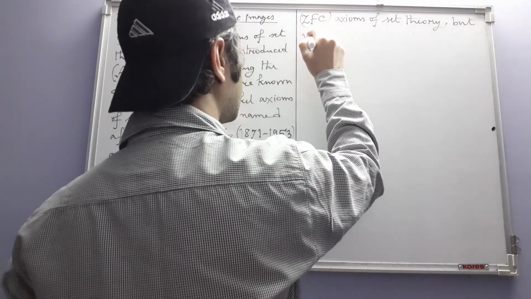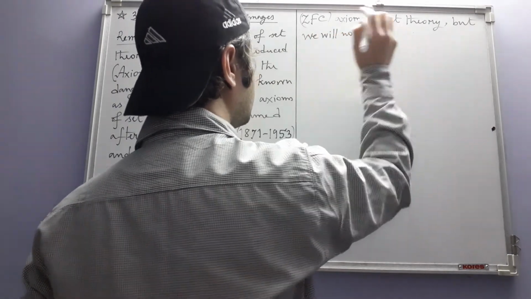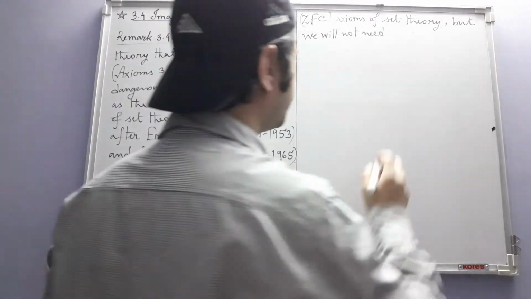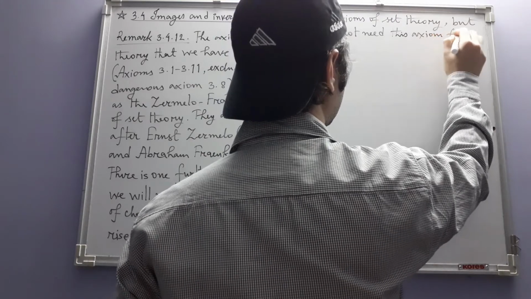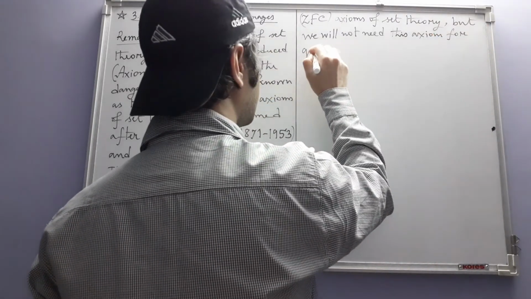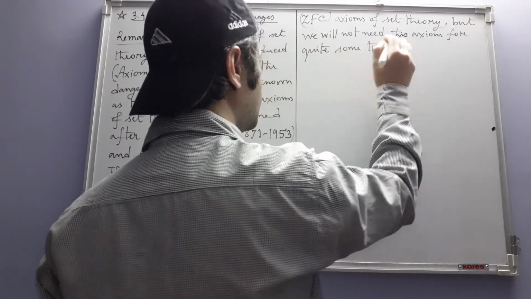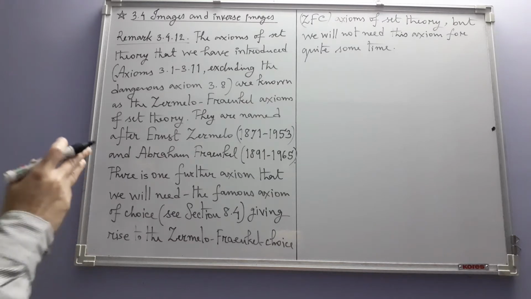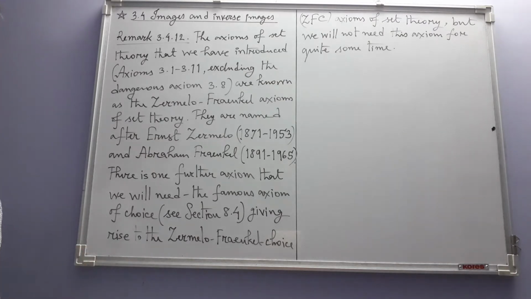But we will not need this axiom. This axiom means the last one, the choice axiom. Only much later we will need this. So with this remark, this section ends, the text part of this section ends. So after this we have the exercises. So let us now see the exercises.